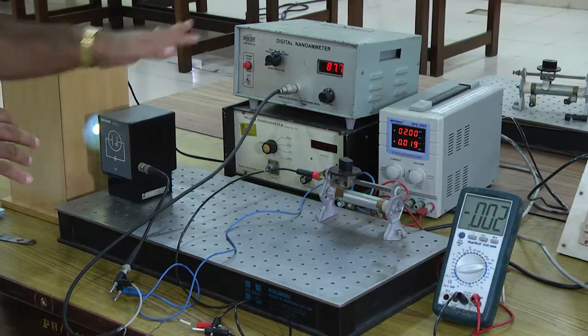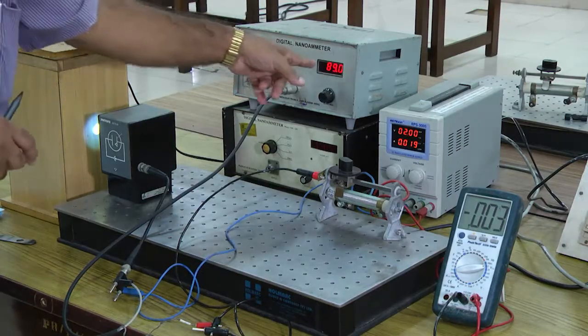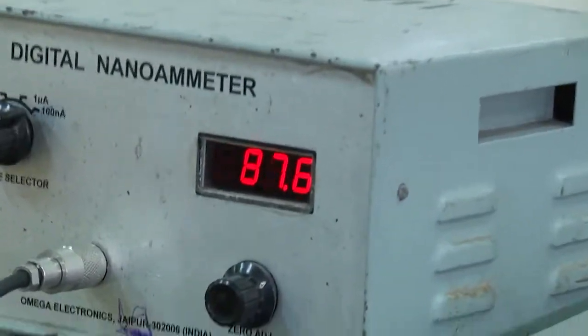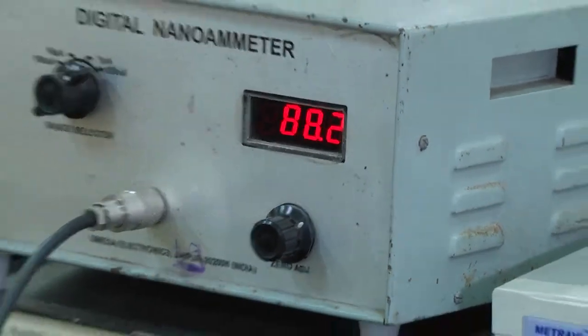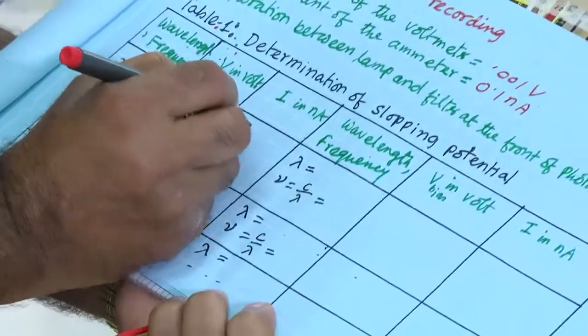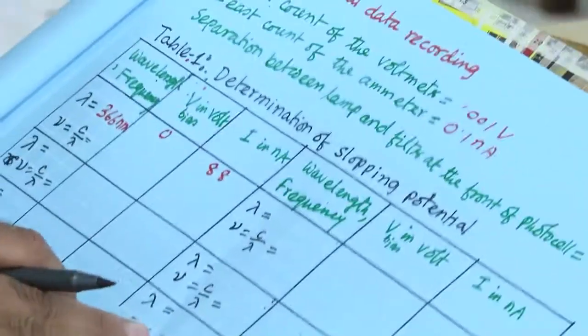Now this time the current you are getting is 88.4 or 89, you note that down. So at 0 voltage, I have applied 0 bias and this current is 88 nano ampere, okay.